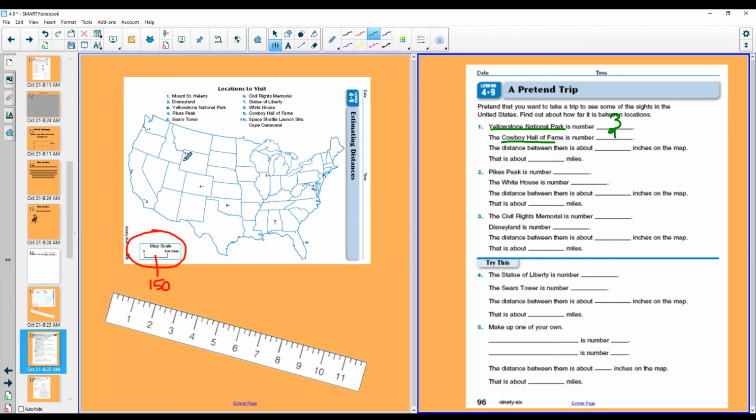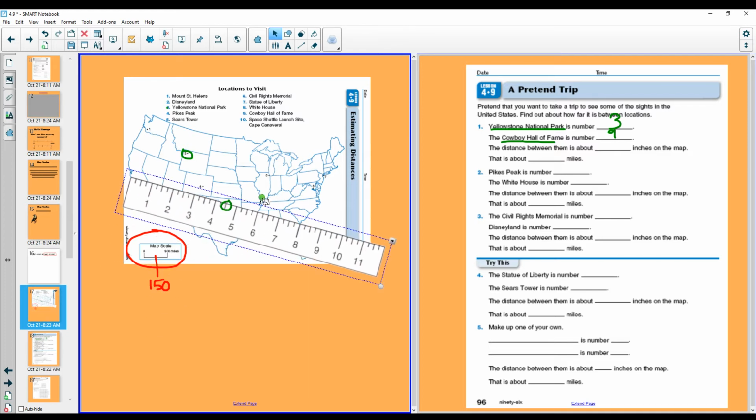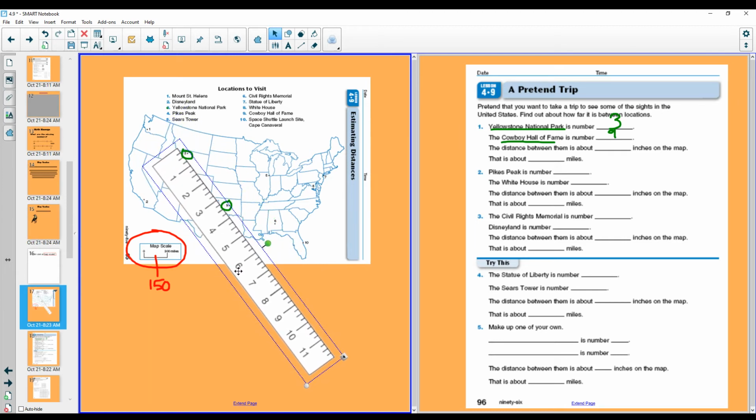Now I'm going to find both of these places on the map because it says here the distance between them is about blank inches. All right, so here is 3. There's Yellowstone. And where's 9 here? Oh, I was wrong about the Cowboy Hall of Fame. It was not in Texas. It's close, but not. All right, so what I'm going to do now is I am going to measure between this and this. So let's see, I'm going to have to turn a little bit. Let's see if I can get the right angle here on the smartboard.